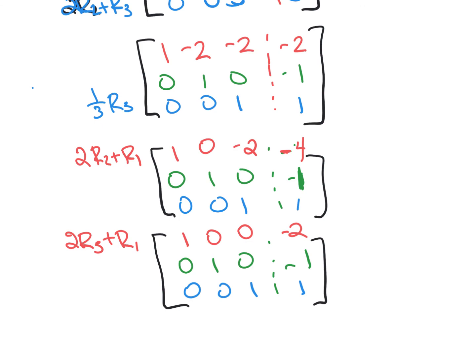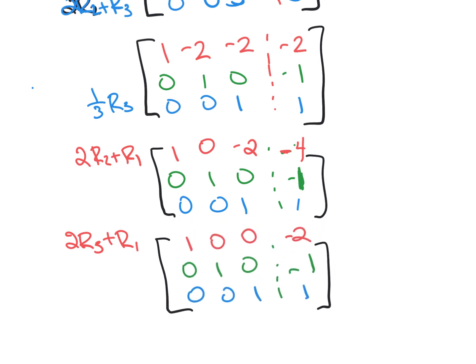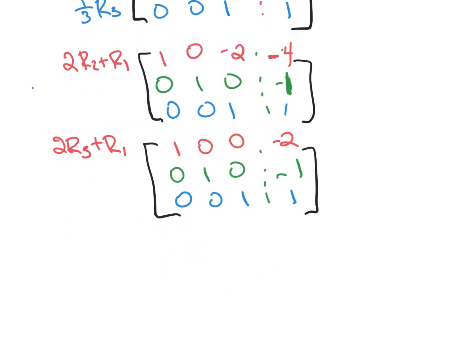So it looks like my solution set here, now that I have all those done, is going to be x1 equals negative 2, x2 equals negative 1, x3 equals positive 1. There goes your solutions.